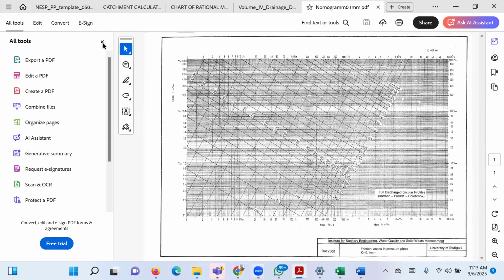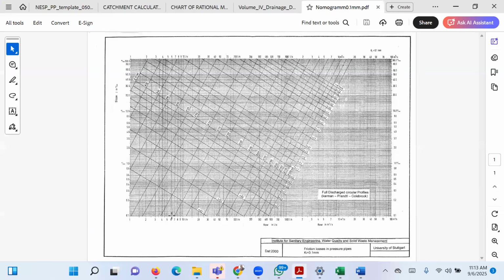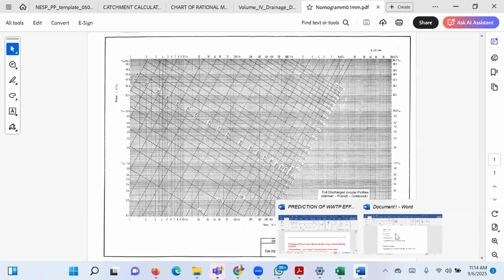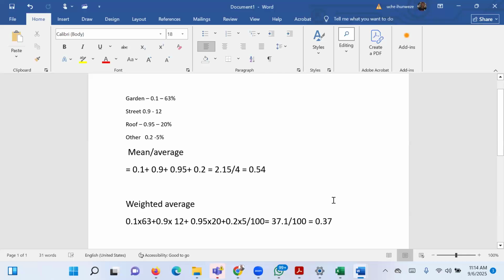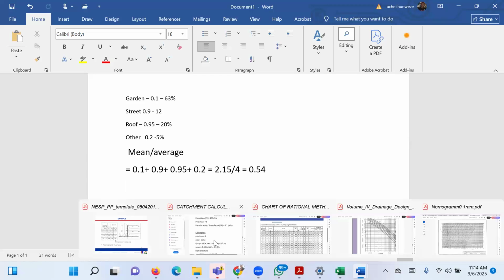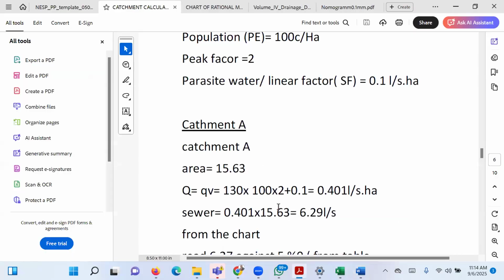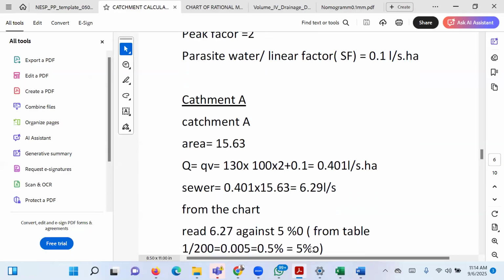Here we are. So I'll come here, I'll read 6. This is already the coefficient of 0.1. So this is for PVC pipe, right? Then the slope, I'll check the slope. What slope is that catchment? The slope is 5%. Okay, let's assume the slope is in the chart anyway.